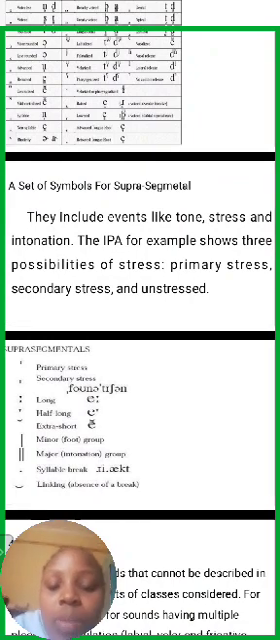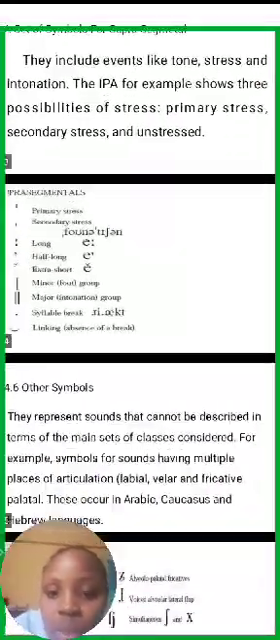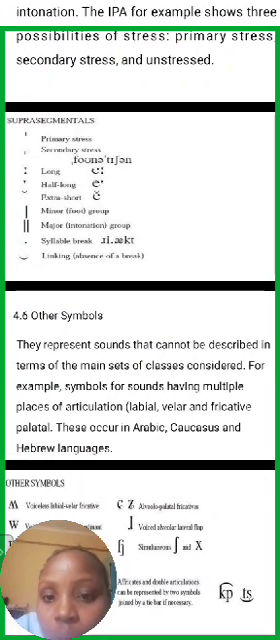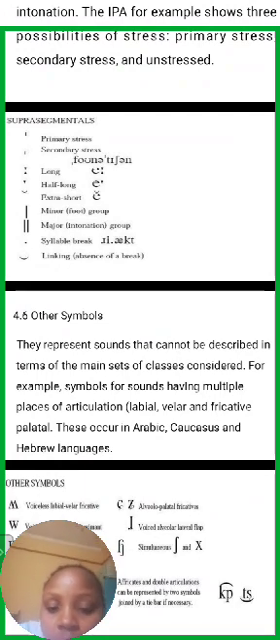So let's go to the next part, that is the set of symbols for suprasegmentals. They include features like tone, stress, and intonation. The IPA, for example, shows three possibilities of stress: the primary stress, the secondary stress, and the unstressed. I want you to look at these suprasegmentals. We have the primary stress and the secondary stress. We have the long, half long, and the extra long. We have the minor group, the major group or intonation. We have the syllable break and the linking, that is the absence of a break.